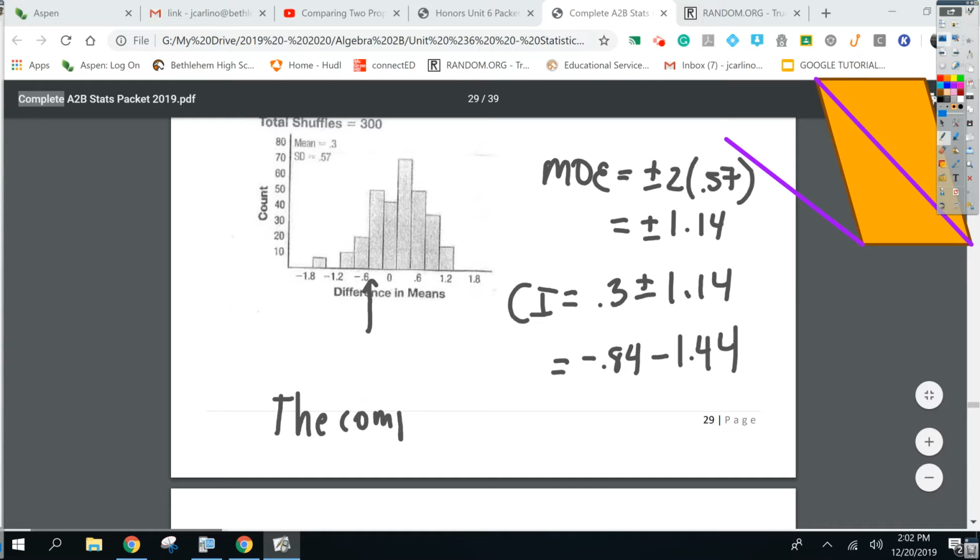That's why we don't go by looks here. This is why we have a mathematical way of figuring out if it actually fell outside or not. Okay?